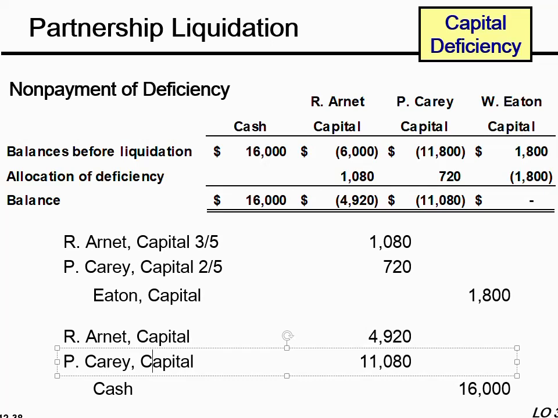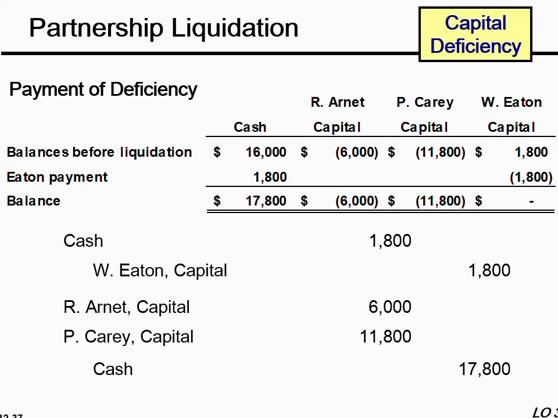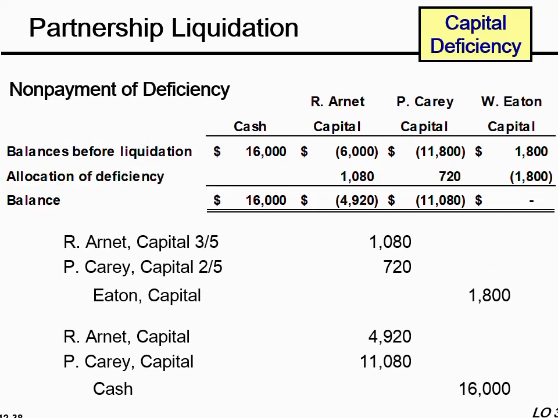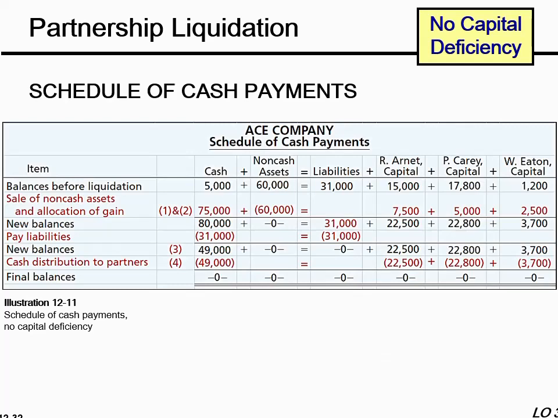As I mentioned, for case number two, which is capital deficiency, and case number three, which is capital deficiency shared by the remaining two partners, you can prepare the cash payment schedule, and it is advised that you please prepare the cash payment schedule for the remaining two cases as well.